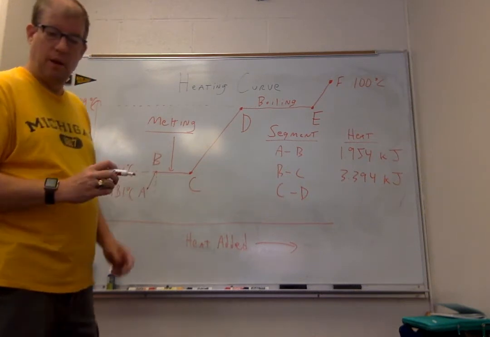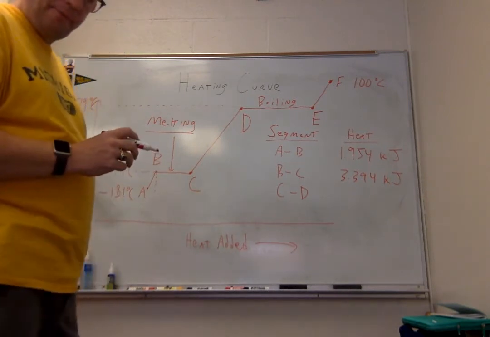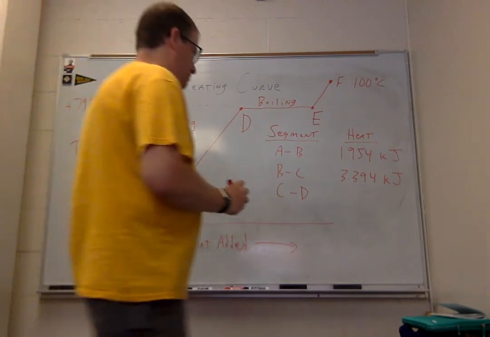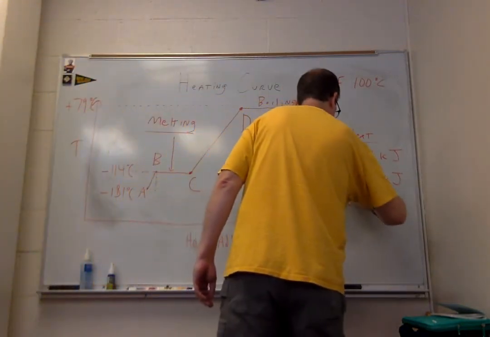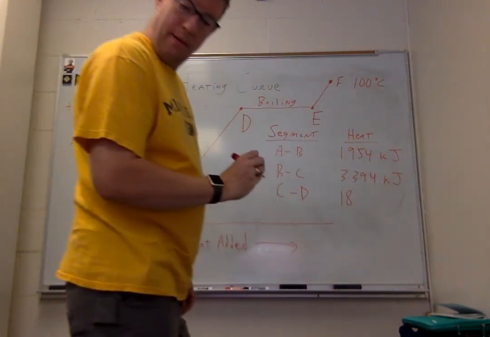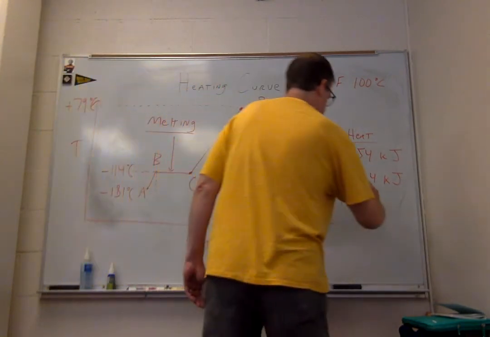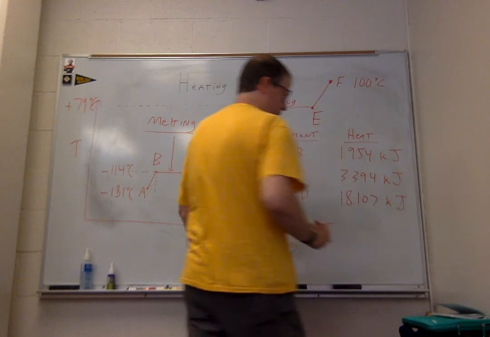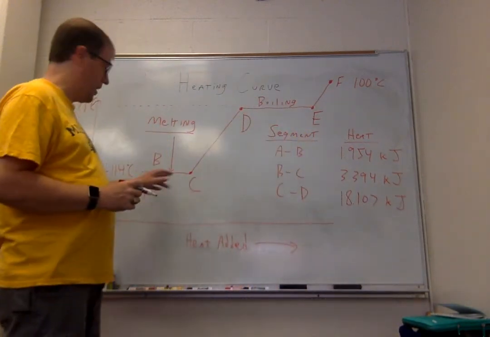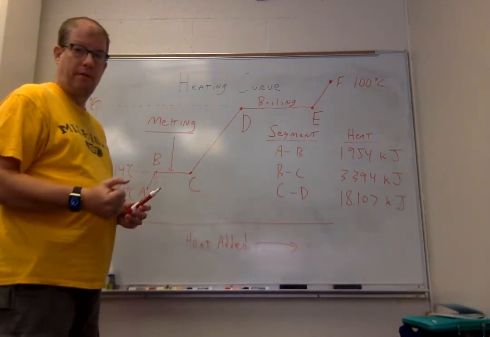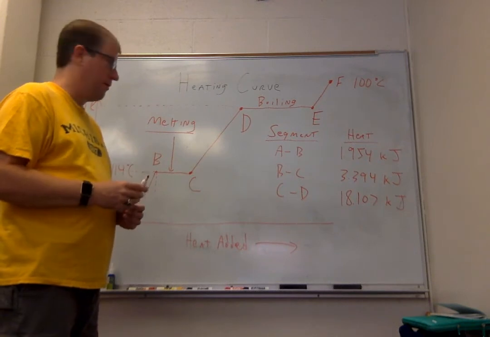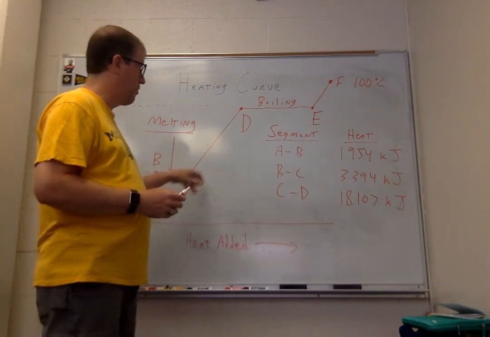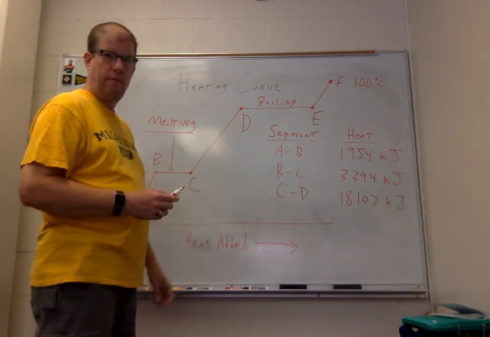Okay? To go from C to D, that costs 18.107 kilojoules. So about 6 times the amount it took to melt this stuff, you have to put in that amount, 6 times the amount of energy to get from the melting temperature to the boiling temperature. Okay?